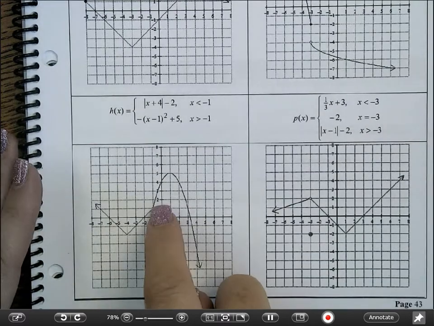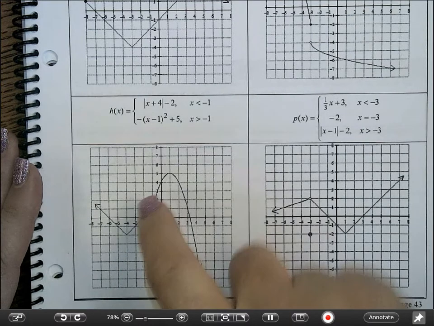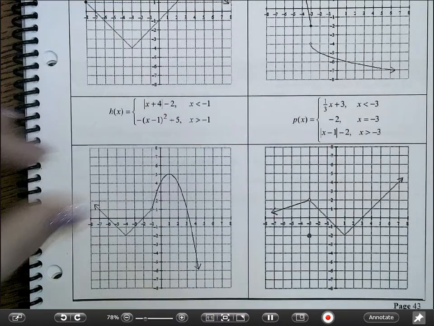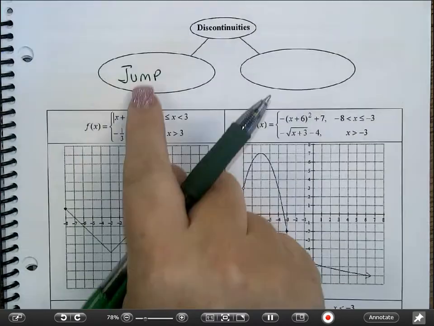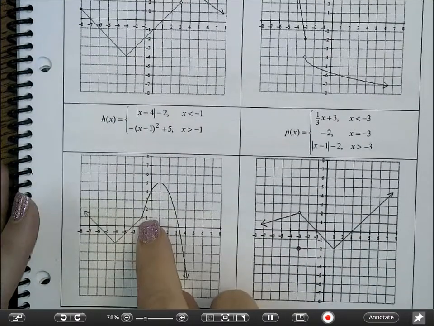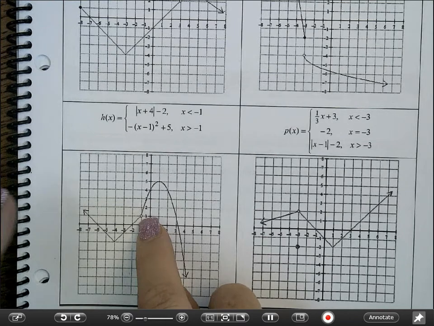This one is not a jump, where the y value is almost to 1, and on the other side, you're almost to 1 coming from this direction. So we have a jump, and then we have what we call a point discontinuity. So this would be a discontinuity because it's at a point that there's an open circle.